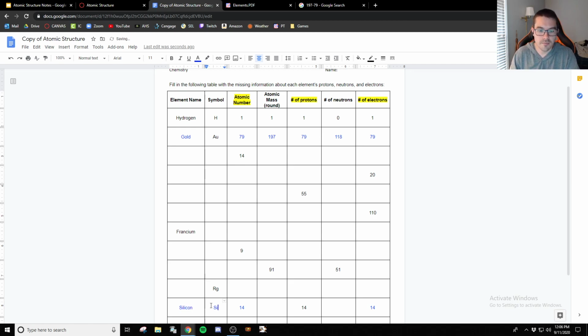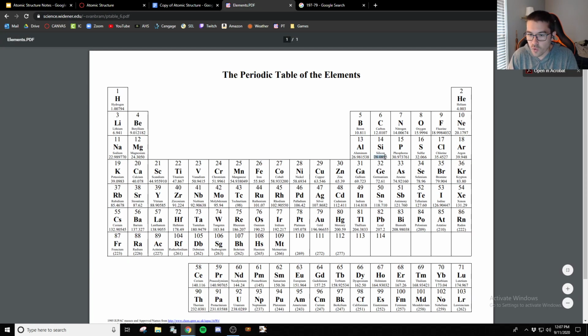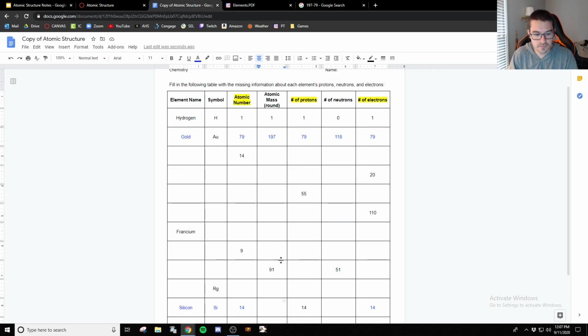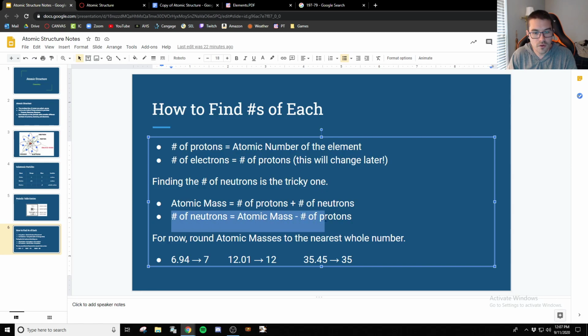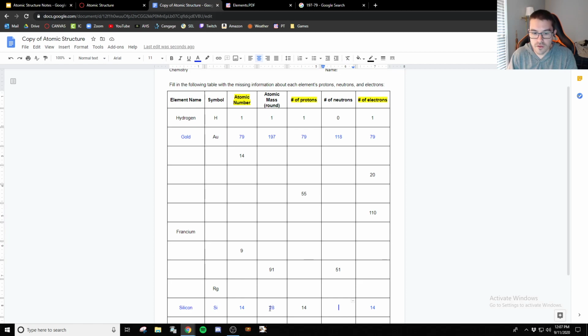Silicon, Si. It's also asking me for the atomic mass. That's the number I need to round. That's this big number down here, 28.0, so that's going to just round to 28. And then once again, a lot of times your very final step is going to be finding the number of neutrons. That's equal to the atomic mass minus the number of protons. So 28 minus 14, that's also 14. You can use your calculator for that if you can't do that in your head.